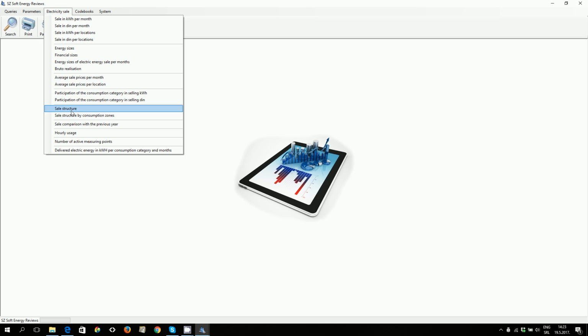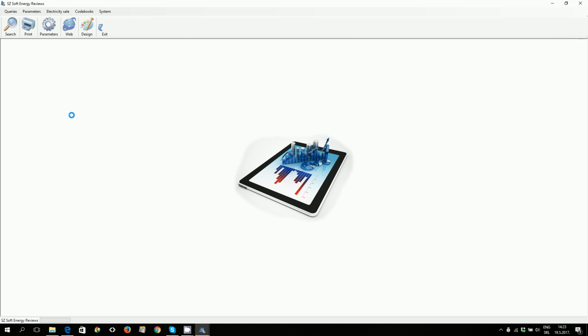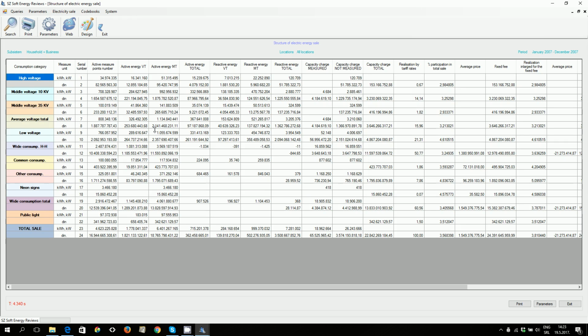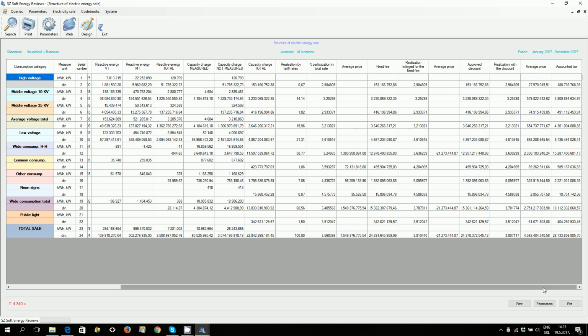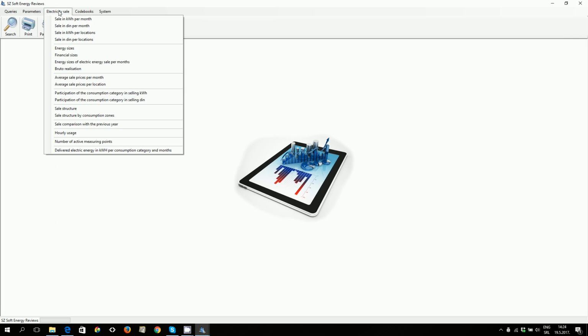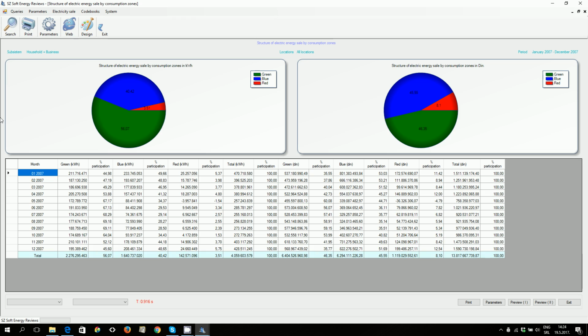We are continuing with the sales structure. This function shows on the left different consumption categories such as low voltage, wide consumption of the households, neon signs, etc. And if we move to the right, we have different options and categories such as measure unit, active energy, reactive energy, realization by tariff rates, average price, etc. And if we move to the right side of the page, we can see our total amount.